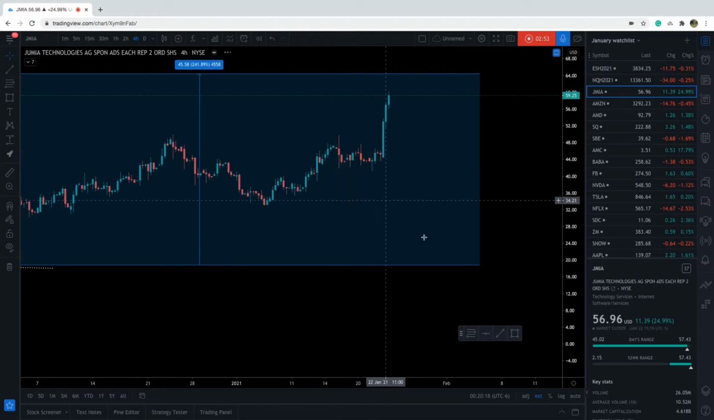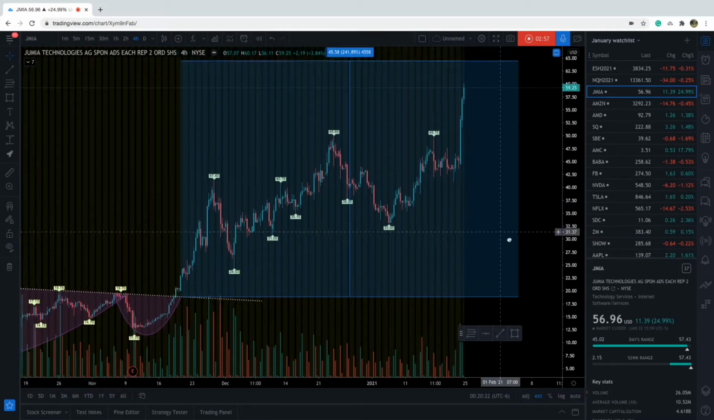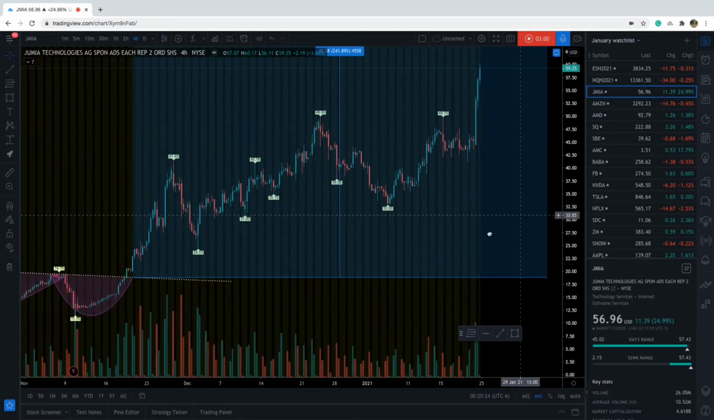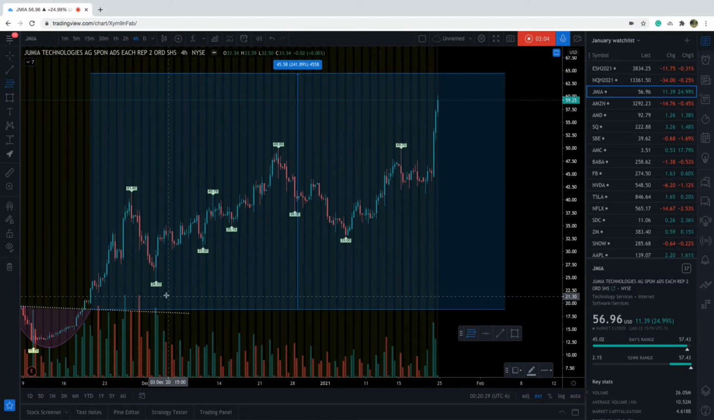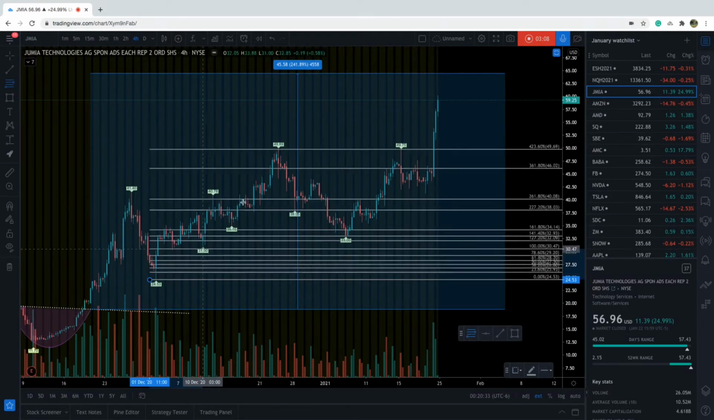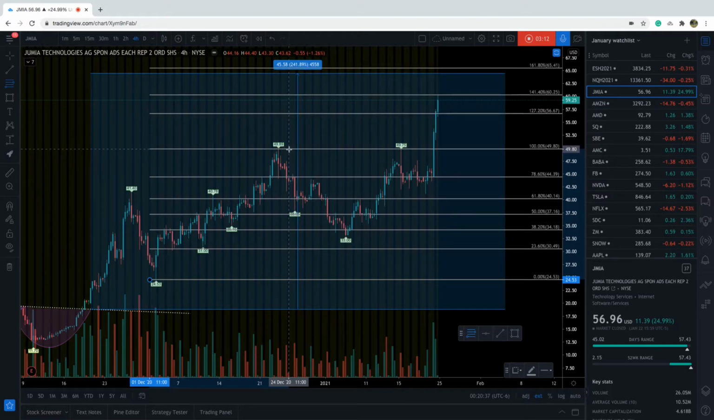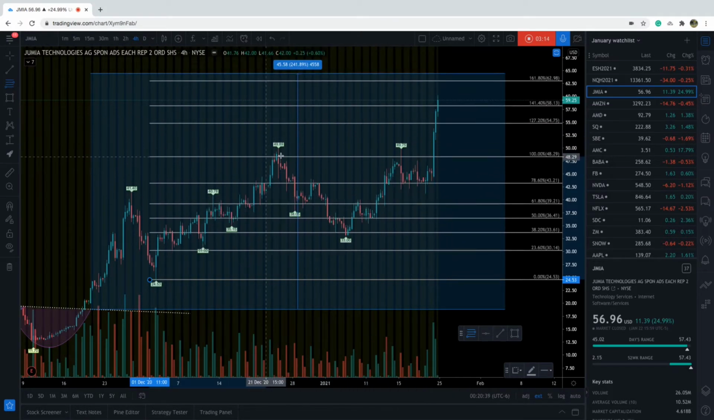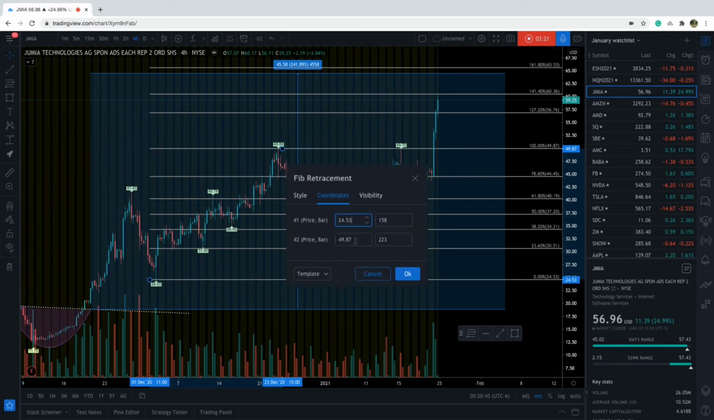I'll go into the 4 hour so we can do our fibs. With our fibs, first I want to grab the fib retracement tool, and we want to pin it from the low, 24.53, to the high. This is assuming we're doing all this before the breakout happened. So the high, 49.89.